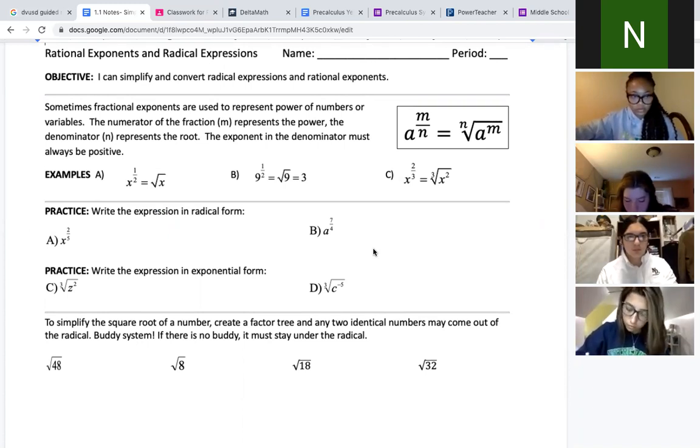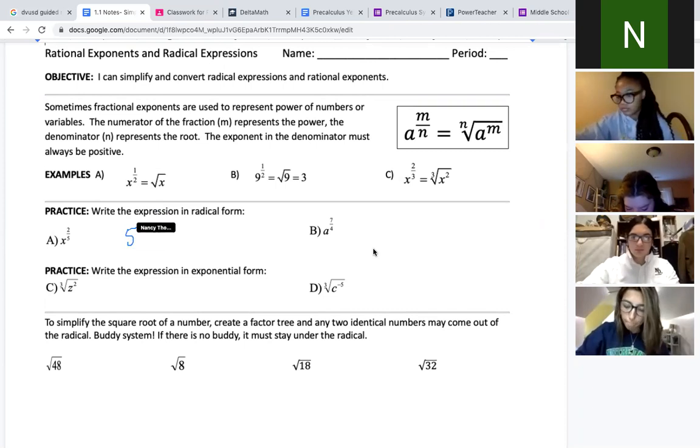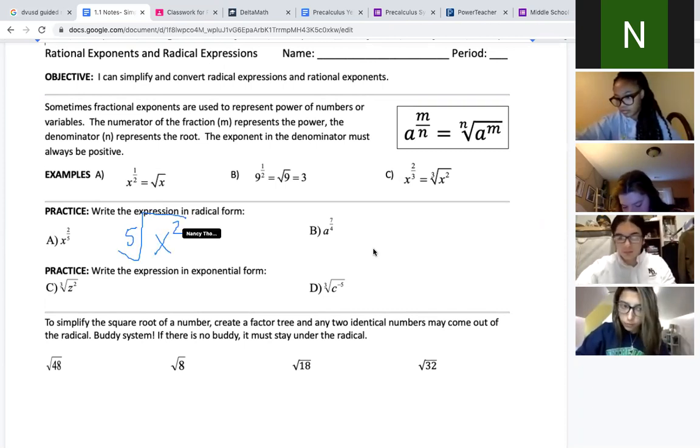Would it be, it'll be like 5 outside of the square root, and then it'll be x, and then the 2 will be inside the square root. Perfect. Gold star, Natalia. Wonderful. Thank you. Does that make sense to everybody? Does anybody have any questions about that one?